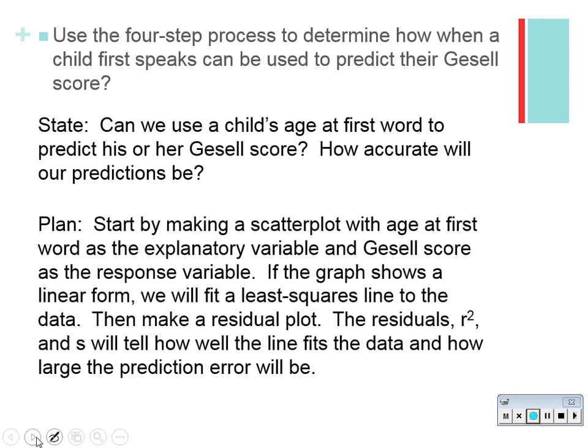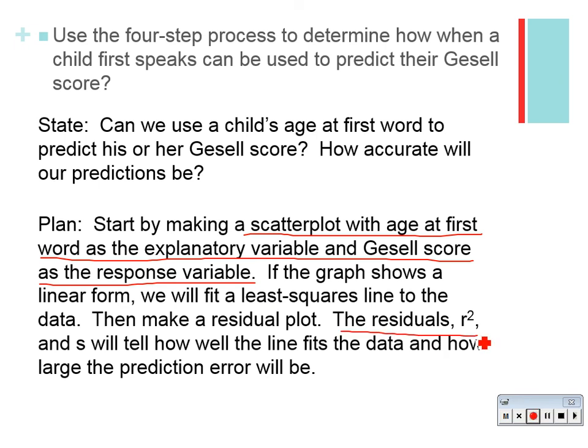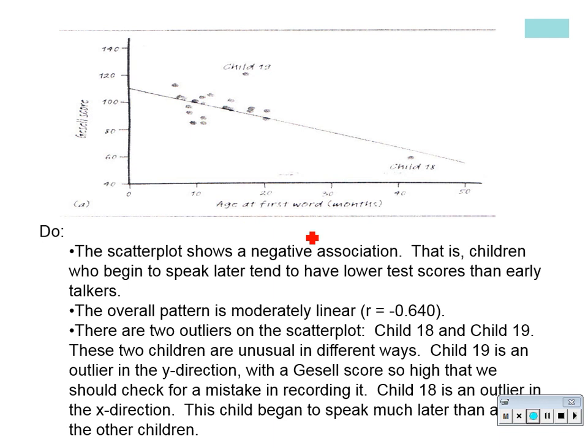So a couple different things with the plan. First, we want to start by making a scatter plot, with age as the explanatory variable and their score on the test as the response variable. And if the graph shows a linear form, because remember, we always want to check form first, we'll try to fit it with a least squares regression line and then make a residual plot, and the residuals and the S value will tell how well the line fits the data and how large the prediction error will be because of that. So the do part of this, I'm going to make a scatter plot.